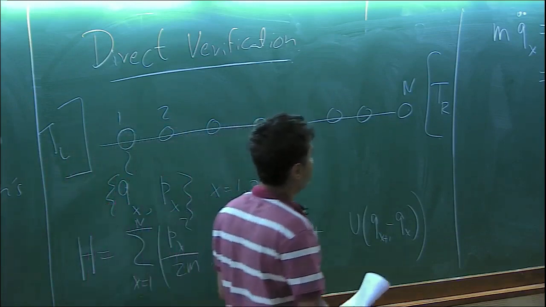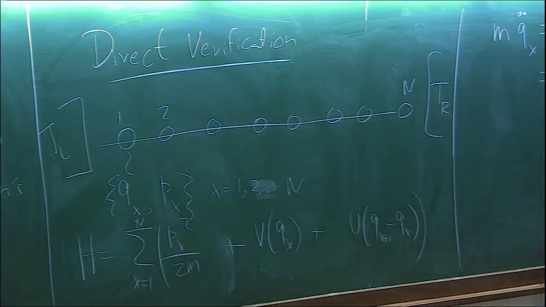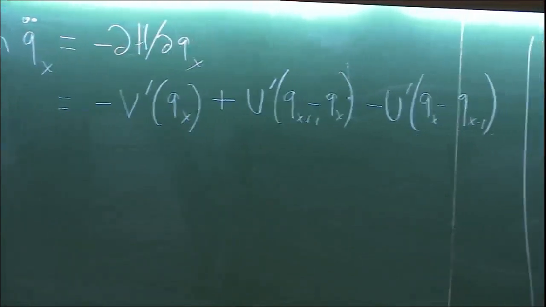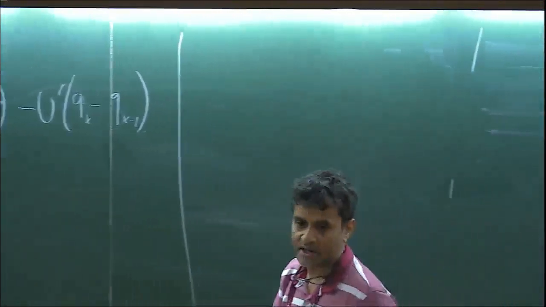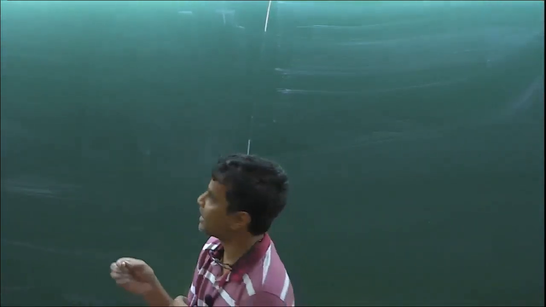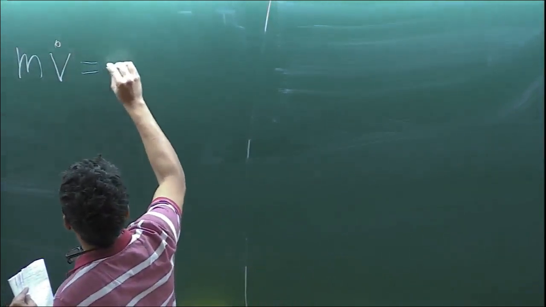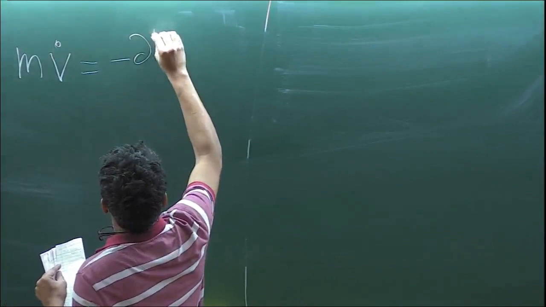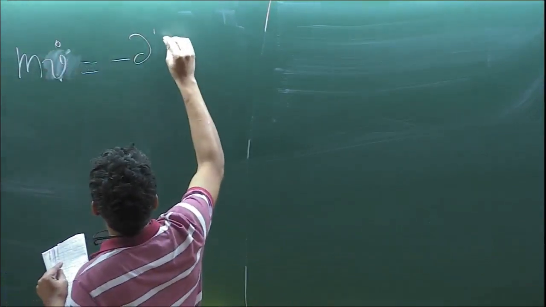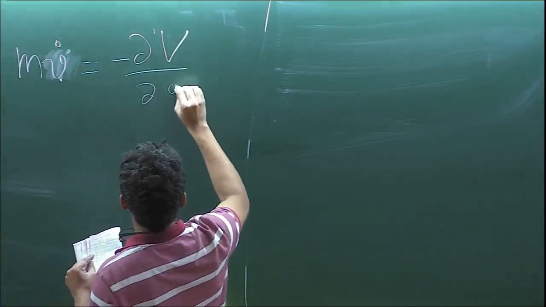So we know that, if you have, let's say, just a single particle, let's consider a single particle in a trap. There are these experiments where you put a colloidal particle in an optical trap, and you ask what is the dynamics. Then the dynamics is like m v dot equals minus del V by del q.